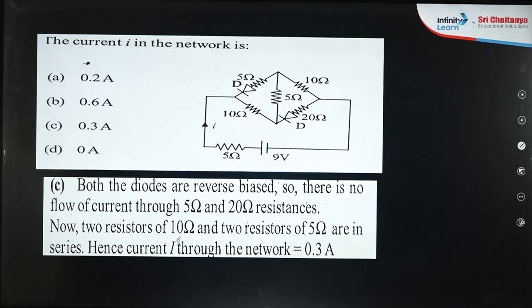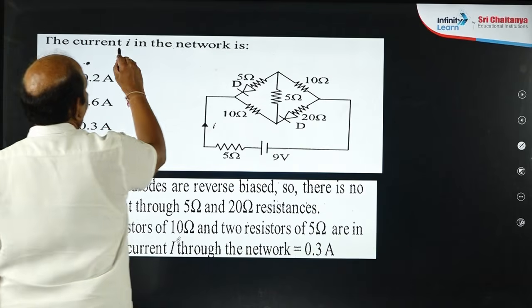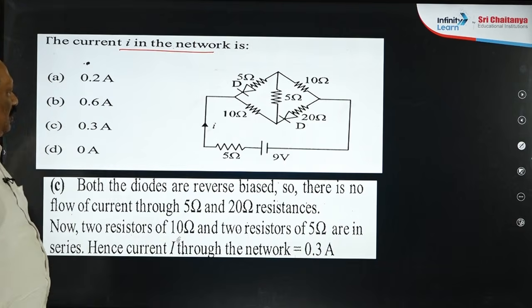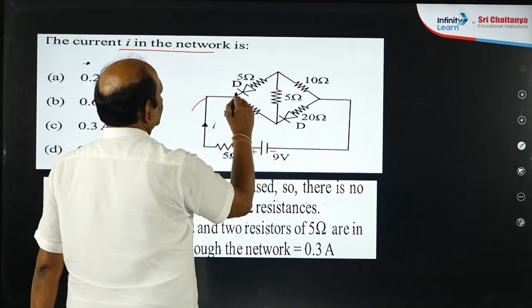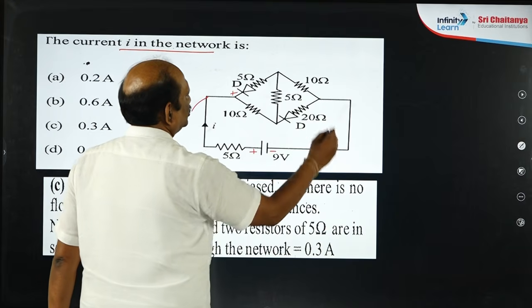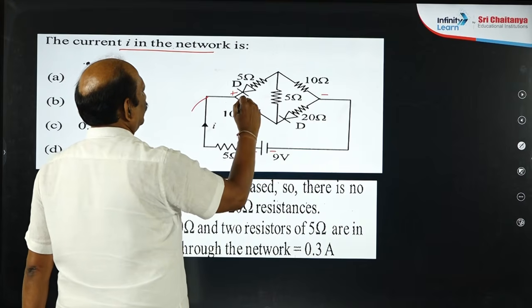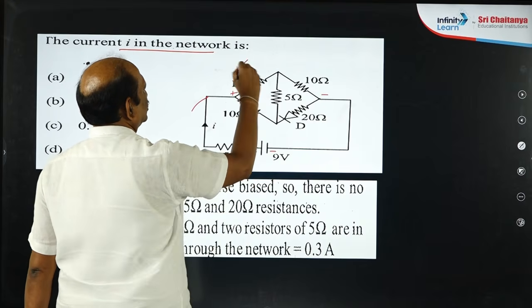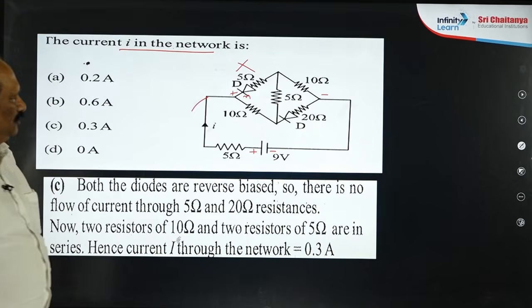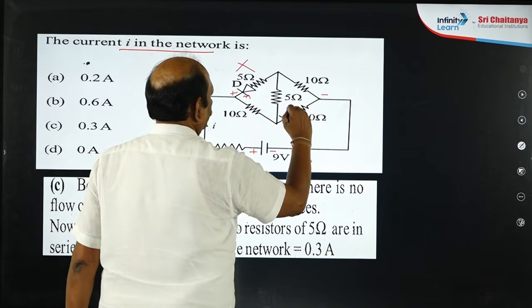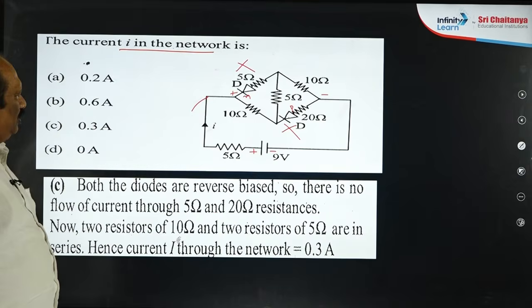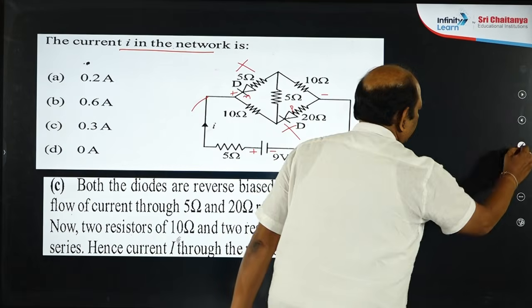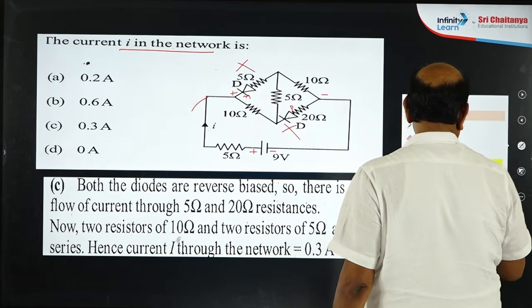Next. The current I in the network: observe carefully, battery positive and negative. Positive is given to the N side, so it is reverse bias, and this diode will not work. Here, negative is given to the P side of the diode, so this will not work either. Then whatever current we are giving will pass through.